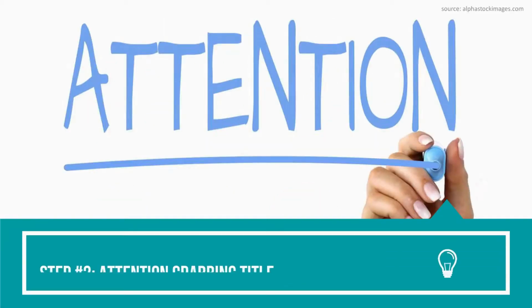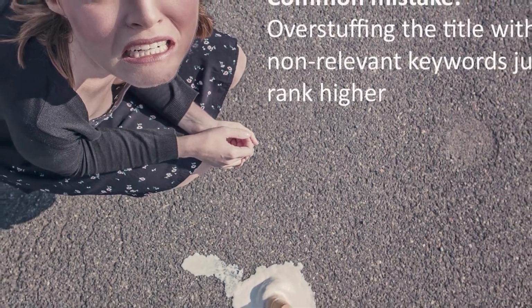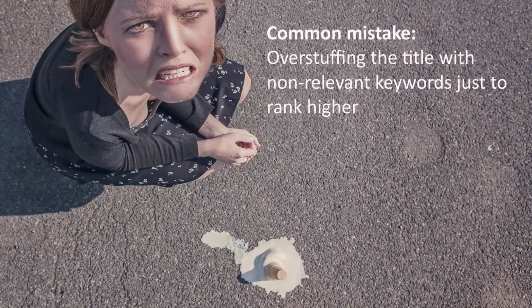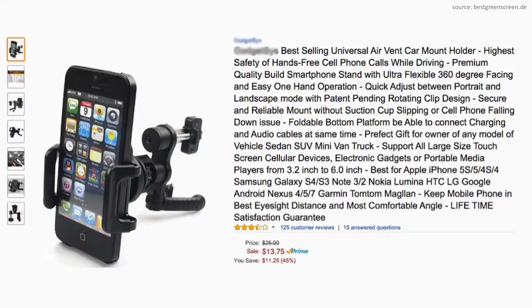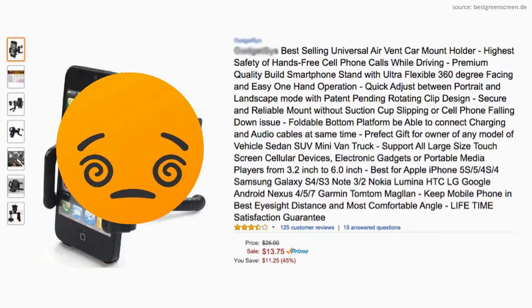Step number 2. Attention-grabbing title. A good title is one that grabs the attention of Amazon's search engine and grabs the attention of customers. A common mistake I see a lot of novice sellers make is they overstuff their title with a lot of non-relevant keywords in an attempt to rank higher. Take this listing for an example. It's way too long, messy, and confusing to buyers.